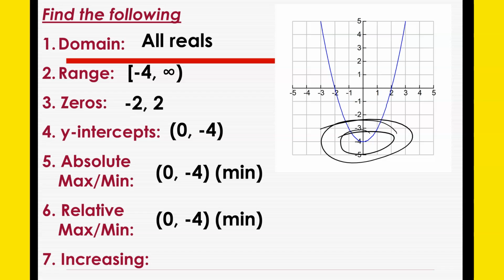Where is it increasing? It is increasing from here to forever. So from what to what? 0 to infinity. And it is decreasing starting at negative infinity all the way to there, so from negative infinity to 0.